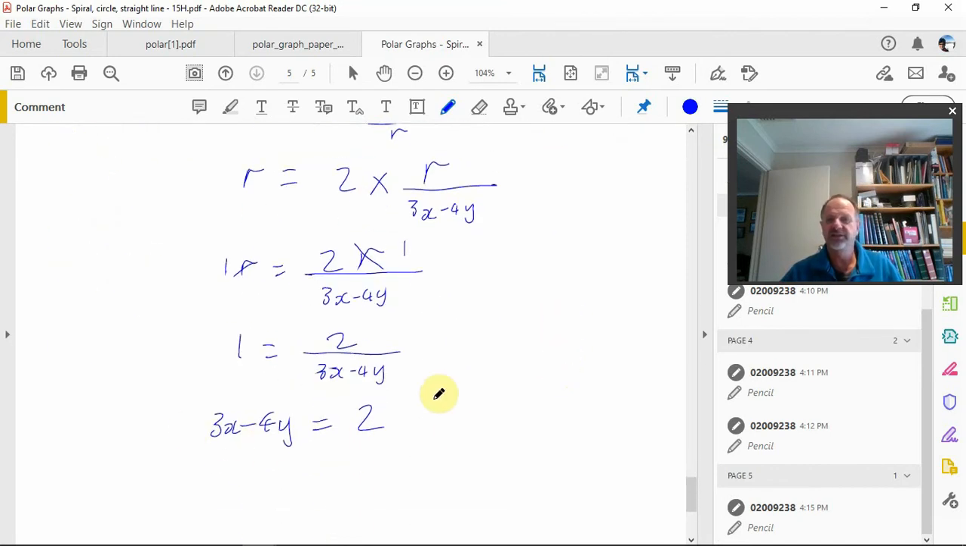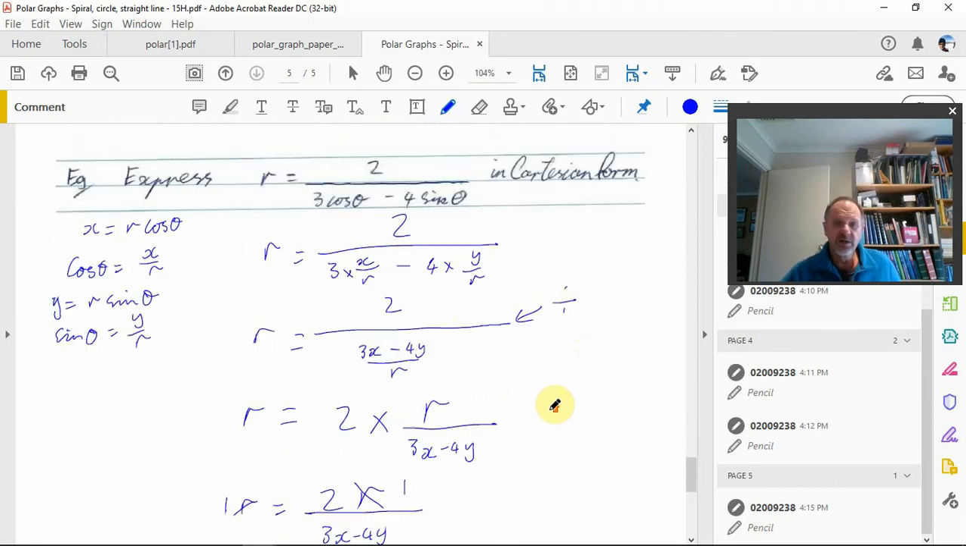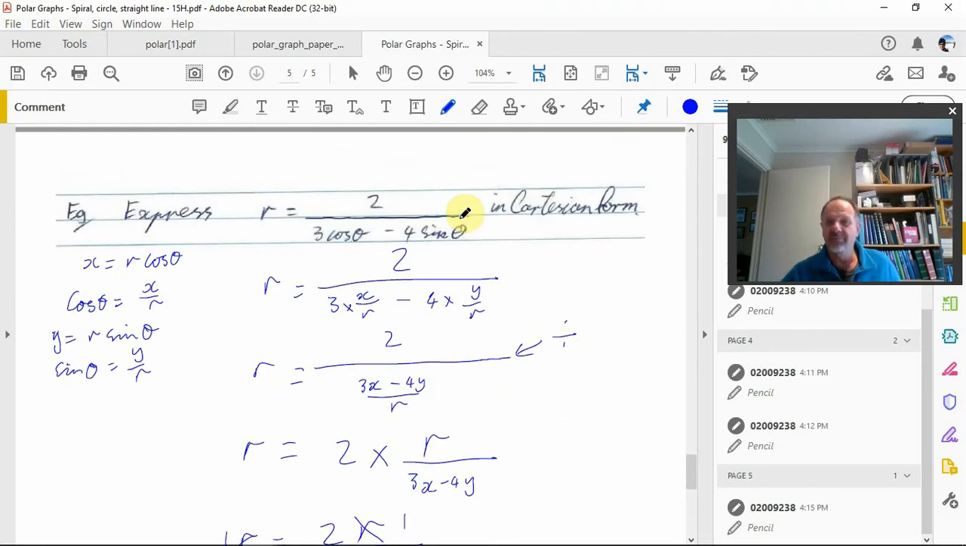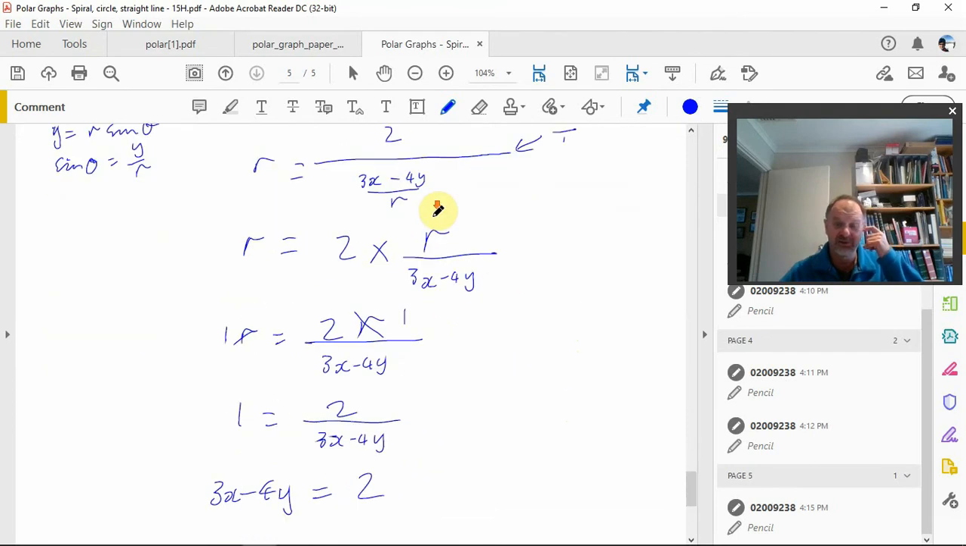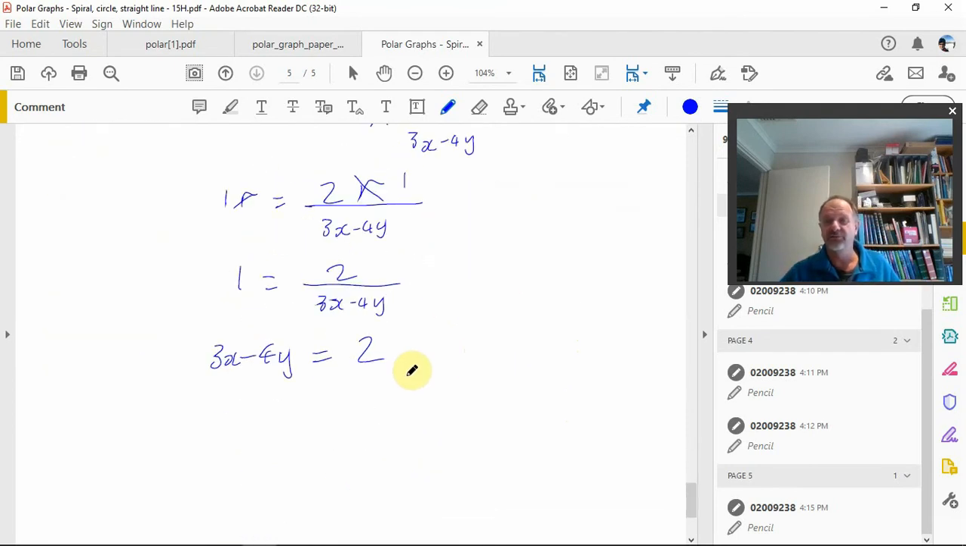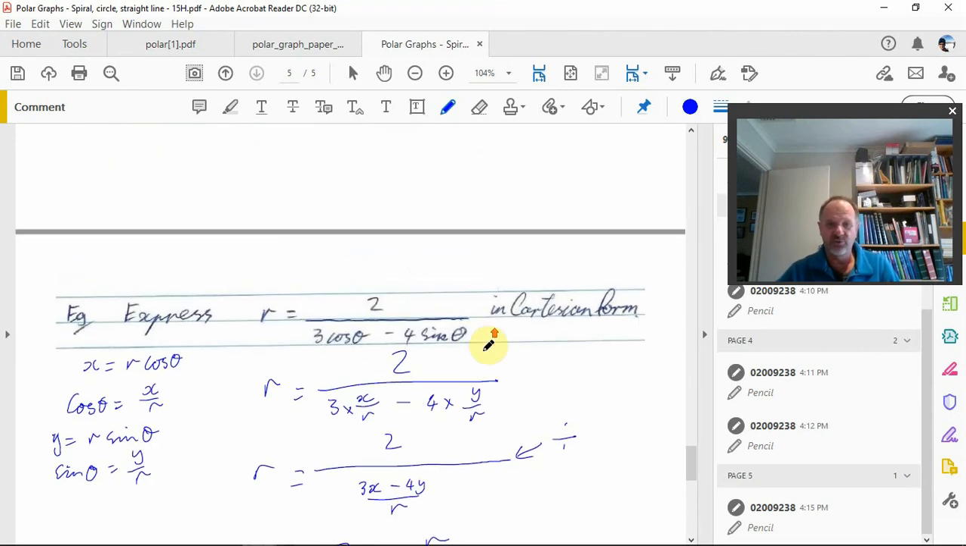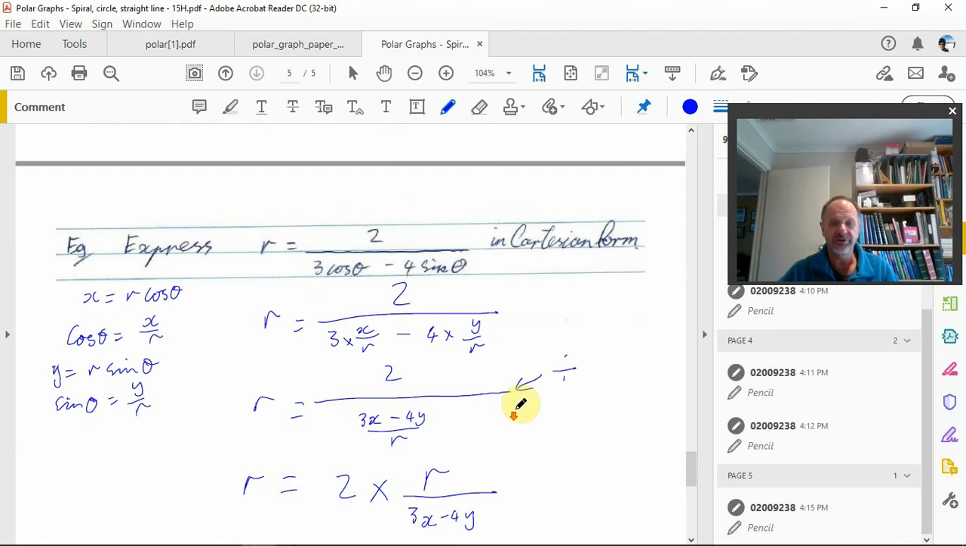As you can see, this is a straight line. So for straight lines, it's not as straightforward as for the circles, the lines going through the origin, and the spiral. This was the other one that I thought was far more straightforward than straight lines not through the origin.